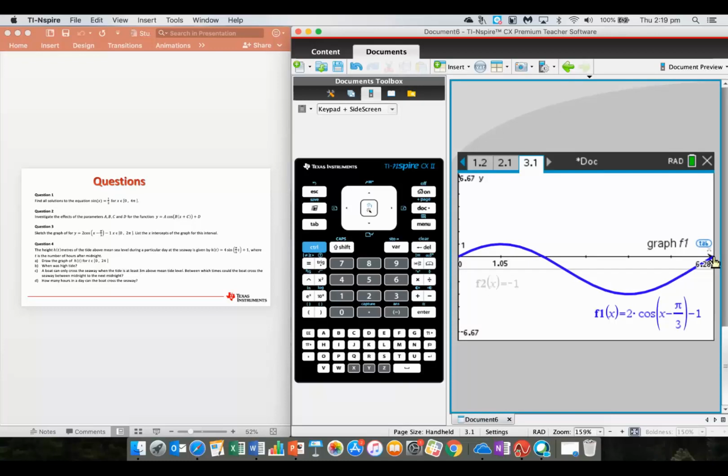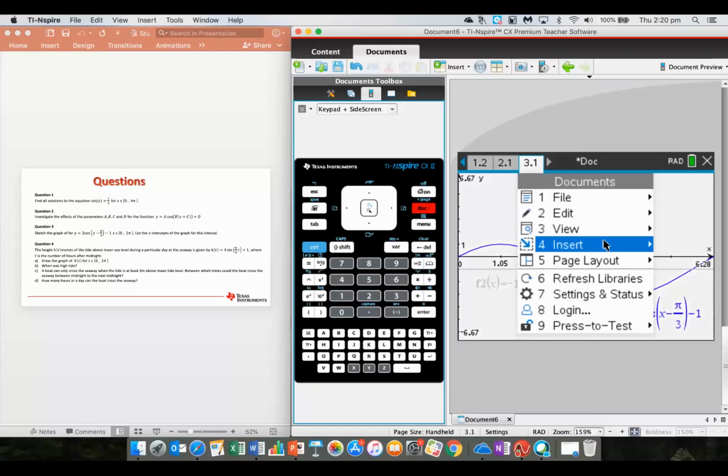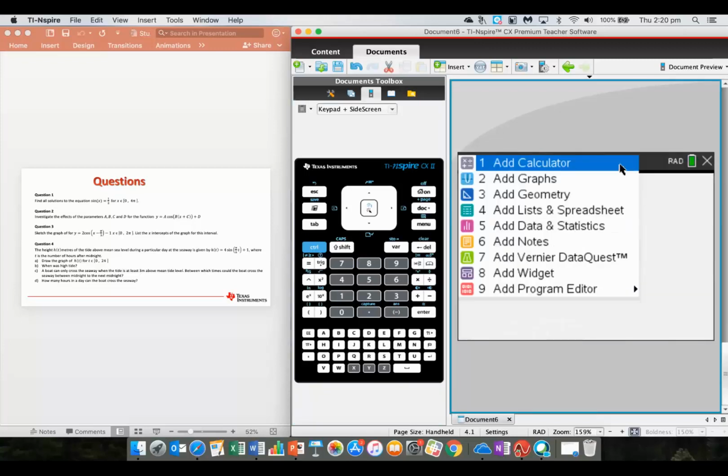Right, question 4. For question 4, I'm going to insert another problem. So doc, insert problem, and now I'm in a position to look at question 4.